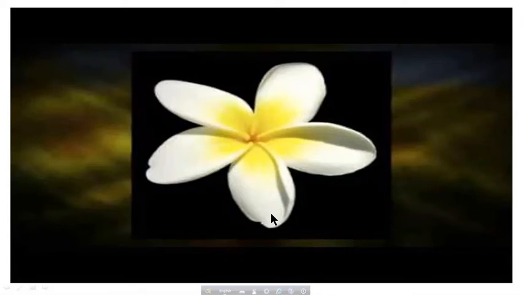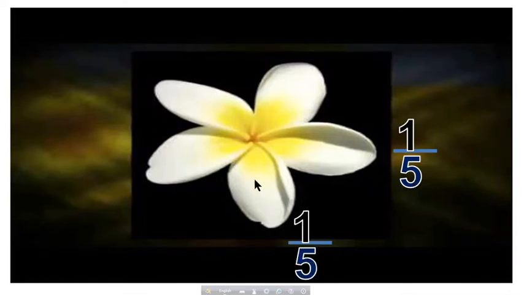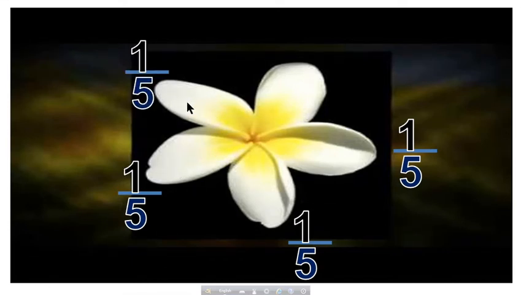And in this flower there are total 5 petals, and this part is 1 by 5 part, and this petal is 1 by 5 part. Similarly, this petal is 1 by 5 part, and this petal is 1 by 5 part, and at last this petal, or last petal, is 1 part out of 5 parts.